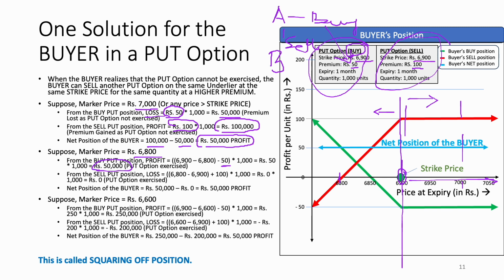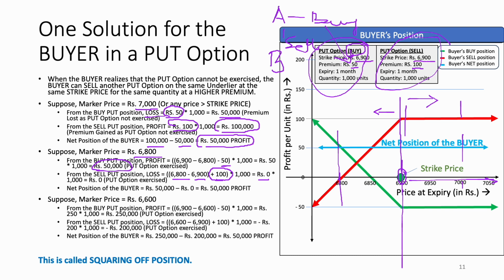Under this circumstance, when the price is here, B, who has purchased a put option from A, will also exercise his put option because the price has fallen. And when B exercises a put option, A will suffer a loss. So loss will be, that is 6,800, the market price, minus 6,900, the strike price, and A gets from B the premium of 100 rupees. So this will be added to A's amount, and this means that A will have a net position of 0 rupees per unit.